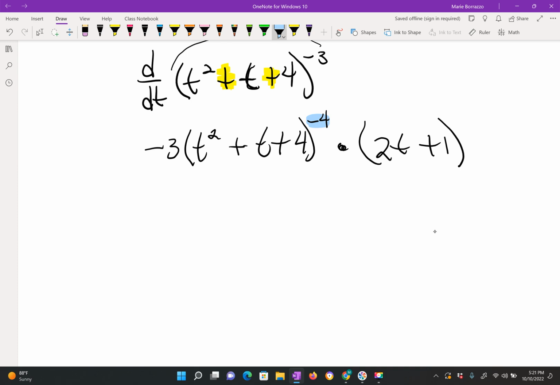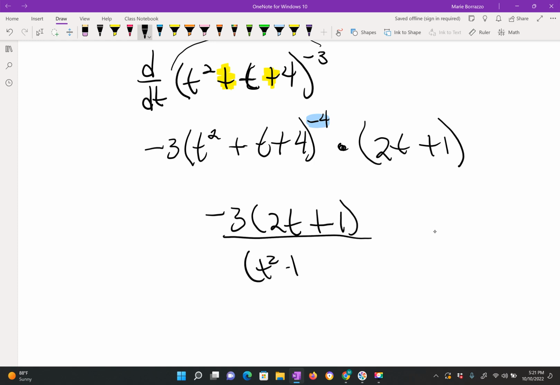You can just drop it, bring it down, put it in the grave. Drop it. -3, parentheses, 2t plus 1 over the t squared plus t plus 4, and now we're at a +4. And again, good luck if you have to write that all the way down. I mean, you can always differentiate again. That's an option.